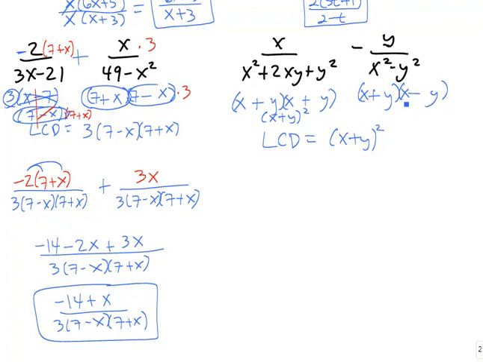We also need an x minus y, because that occurs once in our second fraction. So our common denominator needs 2 factors of x plus y and 1 factor of x minus y. So in our new fractions, we're going to rewrite these with our new common denominator.